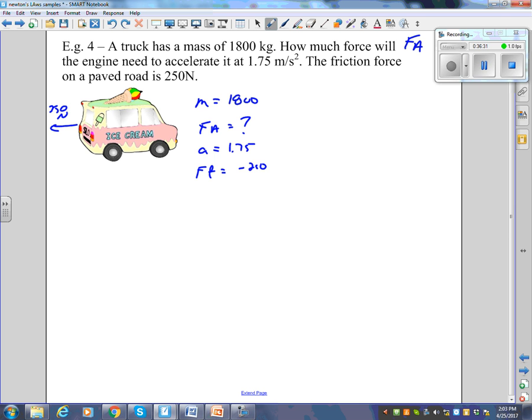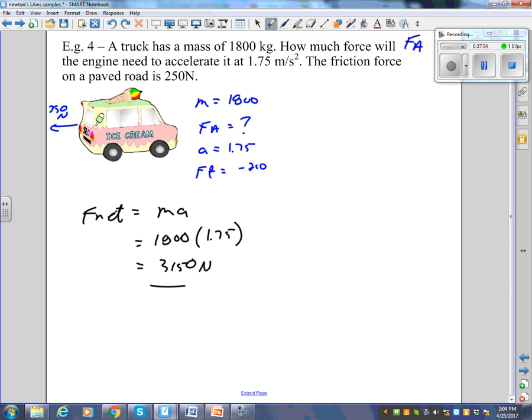Okay, so you look at what you got. We got M, we got A. What can I get with M and A? F net. The net force is mass times acceleration. The mass is 1,800 and the acceleration is 1.75. What's the number? 3150 newtons. So it's 3150, then you have to add the friction.